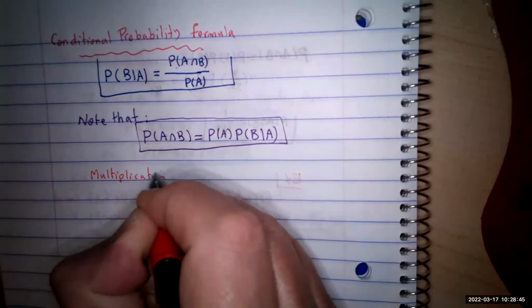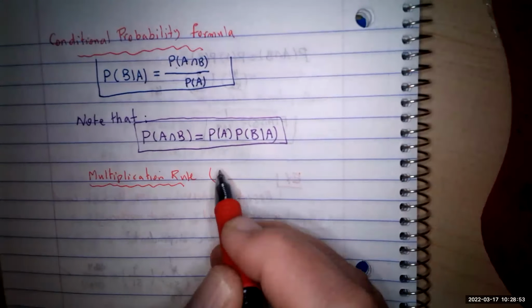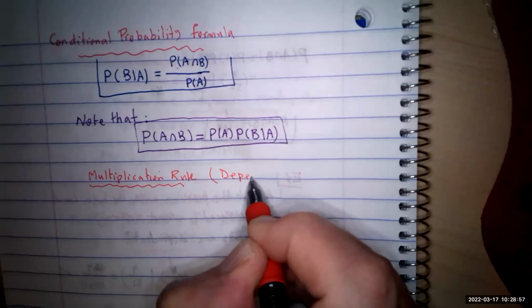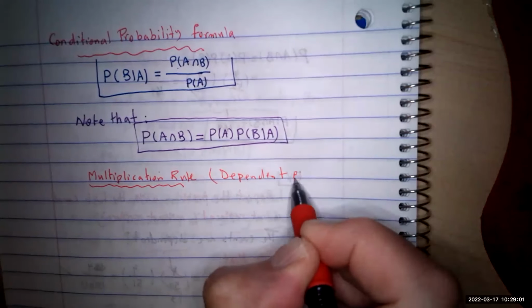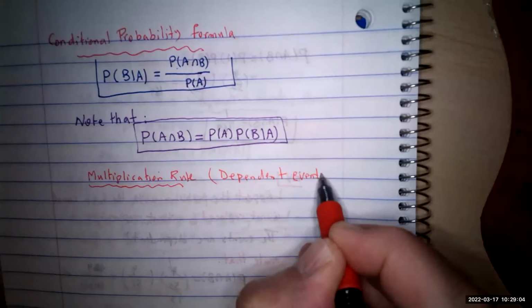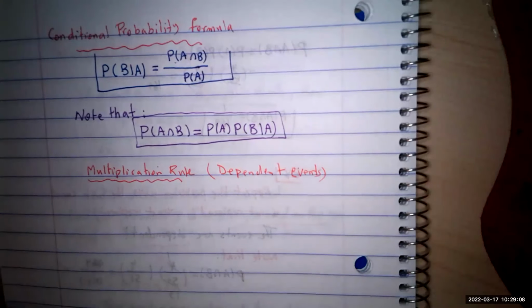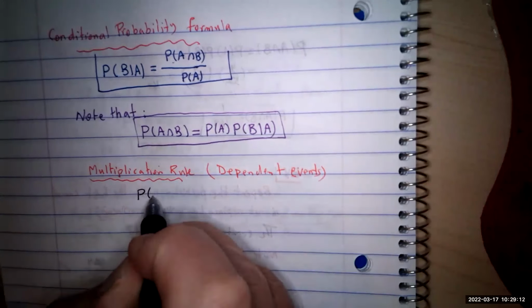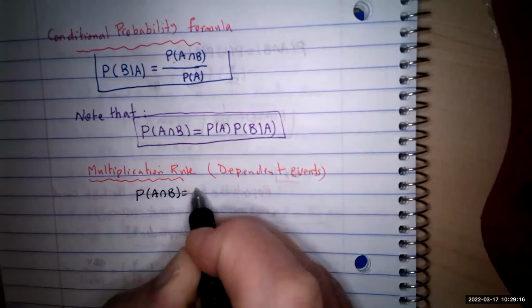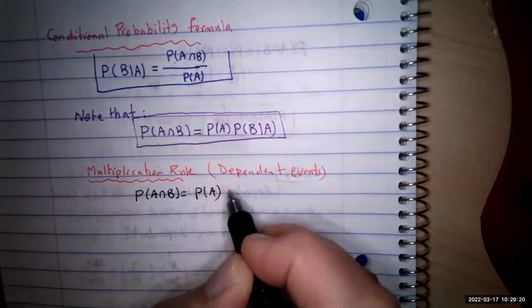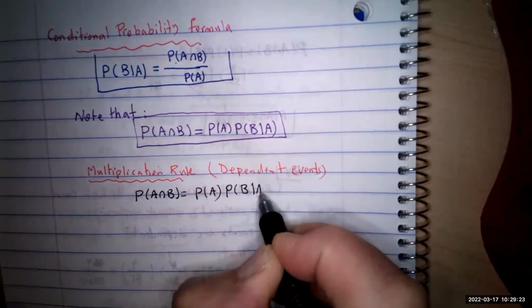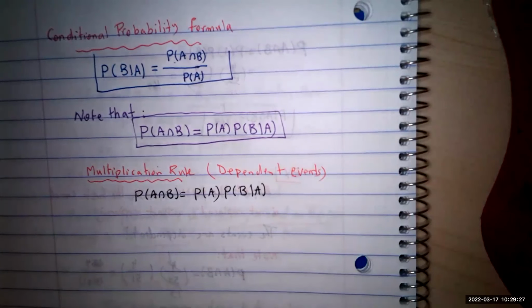So officially this is the multiplication rule. Okay, multiplication rule in general. Or some people like to say the multiplication rule for the dependent events. So that's it. Probability of A and B is equal to the probability of A times probability of B given A. That would be the general multiplication rule that we use.